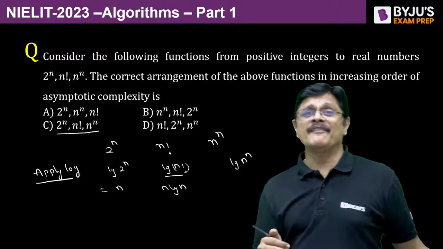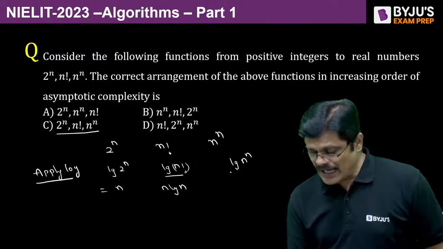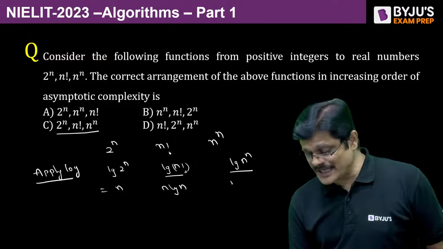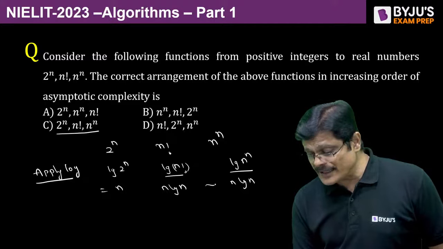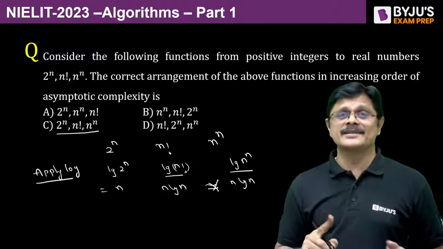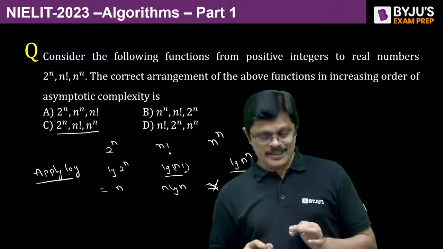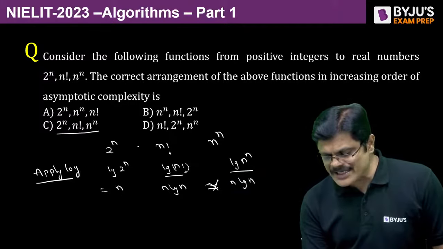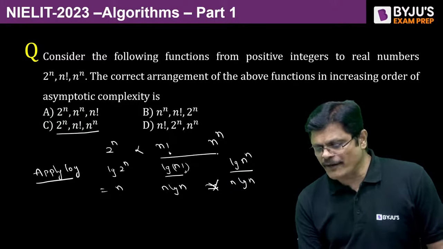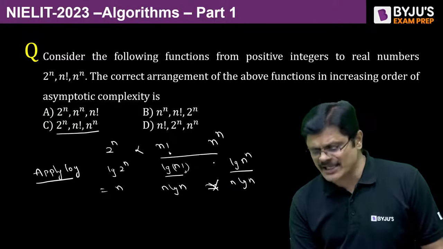Okay, log n factorial is theta n log n, and log n power n is n log n. Now people feel that these two are equal. You can't say this. This is a very bad thing, my dear friends. Here you can easily understand this is smaller than this. So for this method, log application doesn't work.